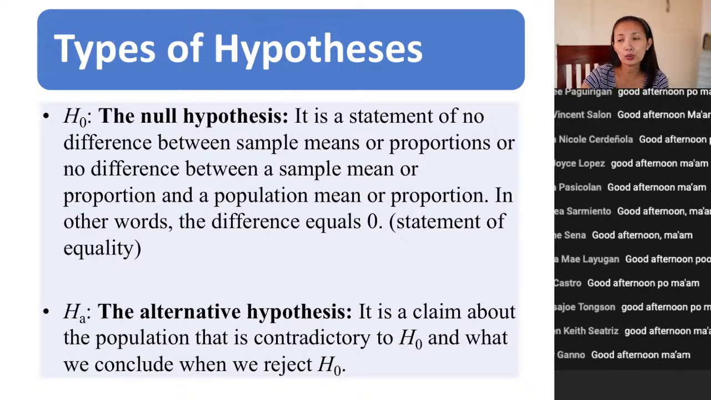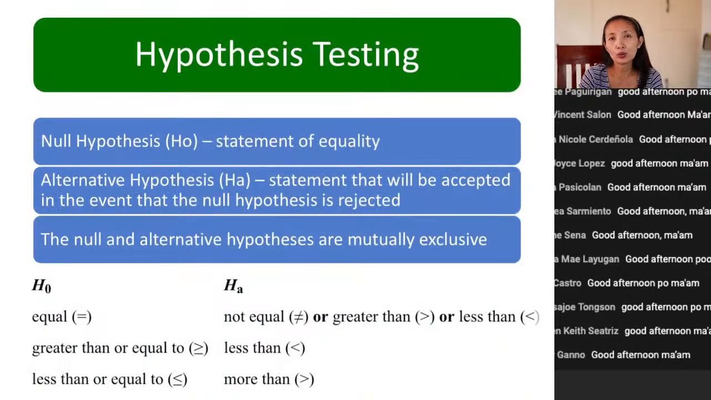Now, these two types of hypotheses are mutually exclusive. What do we mean by that? There should be no common elements between the two. Mutually exclusive. Once again, your null hypothesis is a statement of equality. However, in some cases, it could be greater than or equal to. Basta may equal, or less than or equal to.